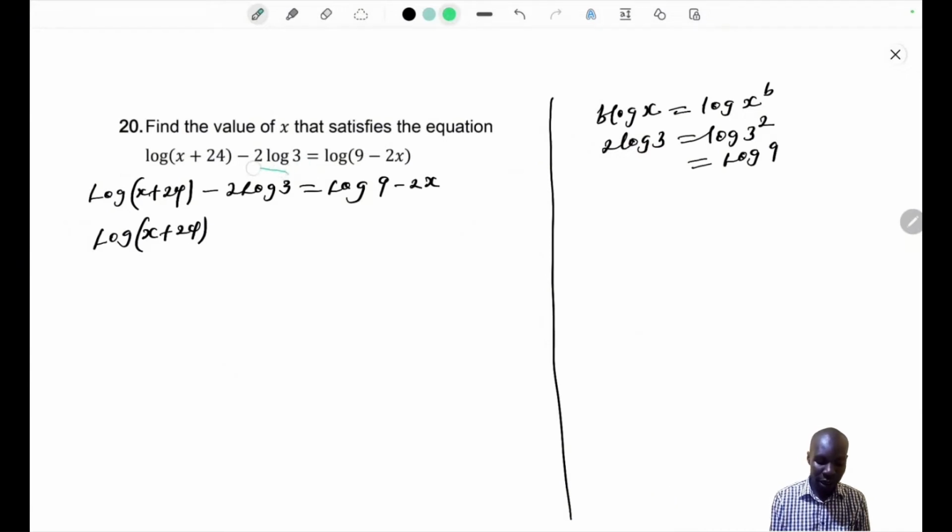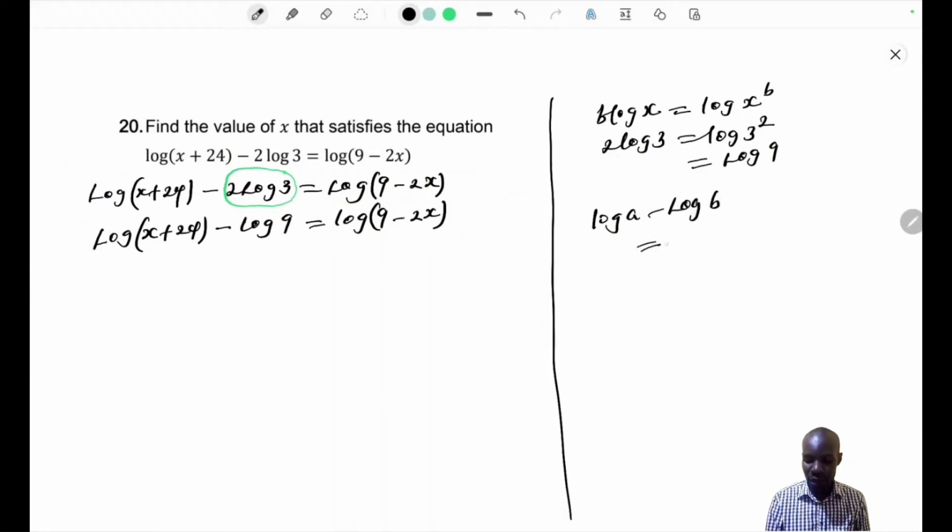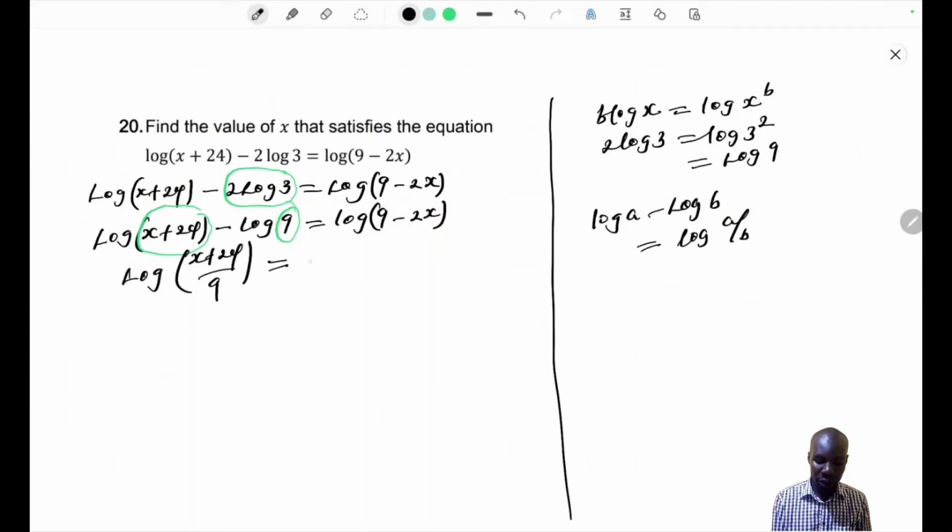So in our case here, we have 2 log of 3. We are saying it can be written as log of 9, and this should equal log of (9 minus 2x). We know that log of a minus log of b is equivalent to log of a over b. So in our case, we have log of (x plus 24) minus log of 9, which can be written as log of (x plus 24) over 9, everything in bracket, should equal log of (9 minus 2x).